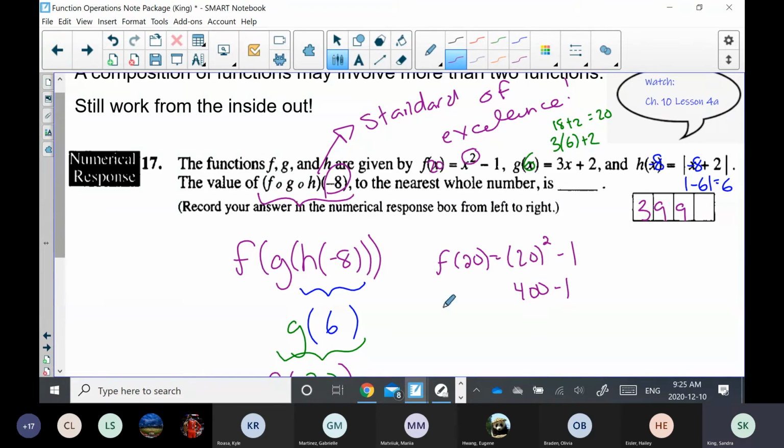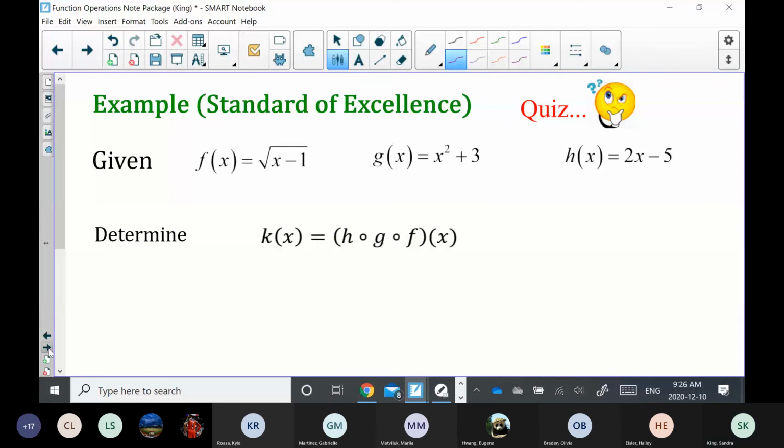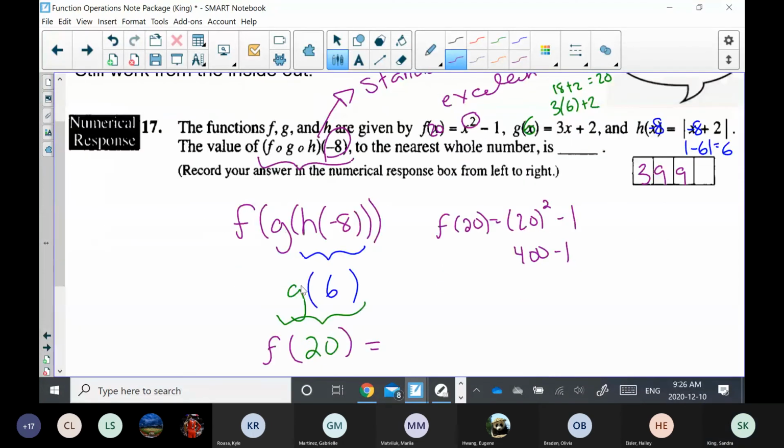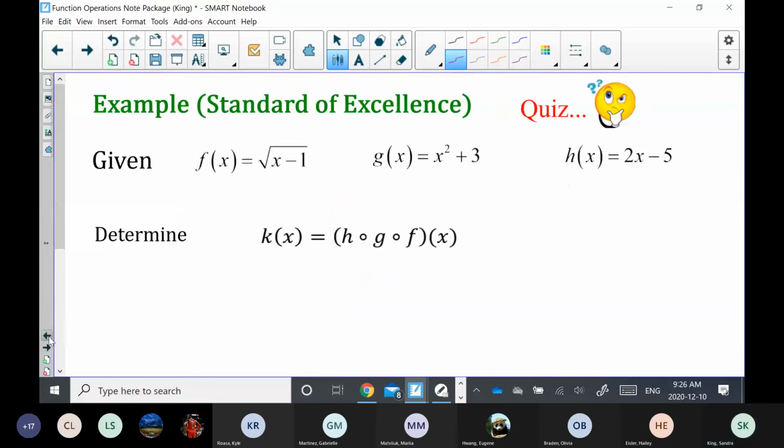So just to see if you understand this standard of excellence question, let's do this guy. So again, standard of excellence. You'll see this question I'm going to be giving you for this weekend as a quiz to do. And this will be very similar to what would be on your test. Okay, determine k of x. And it's a composition of h of g of f of x.